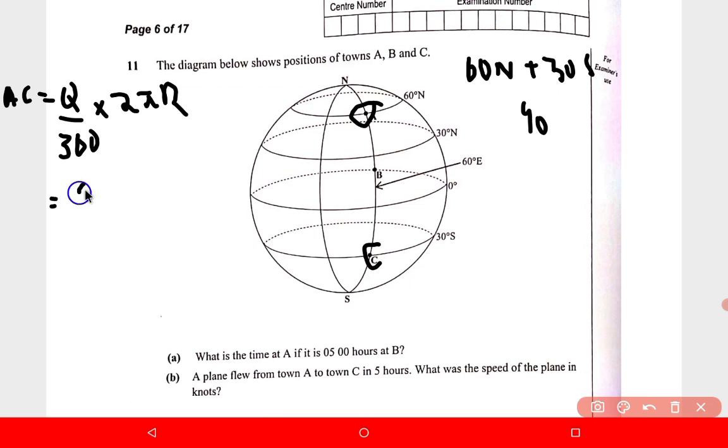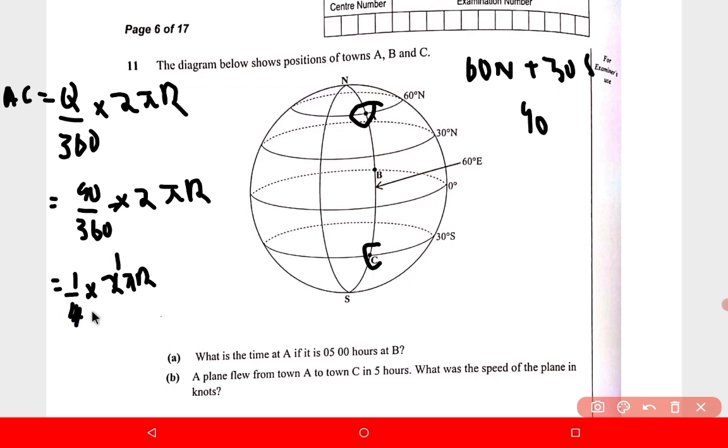So the difference in degrees here is 90 over 360. Now here you're not using a calculator, so times 2 pi r. You don't know what pi is, you haven't been told what it is. You reduce this to the lowest terms, that will be 1 over 4 times 2 pi r. 2 there 1, 2 there 2, so what do you get? You get half pi r. So this is the distance now of AC.